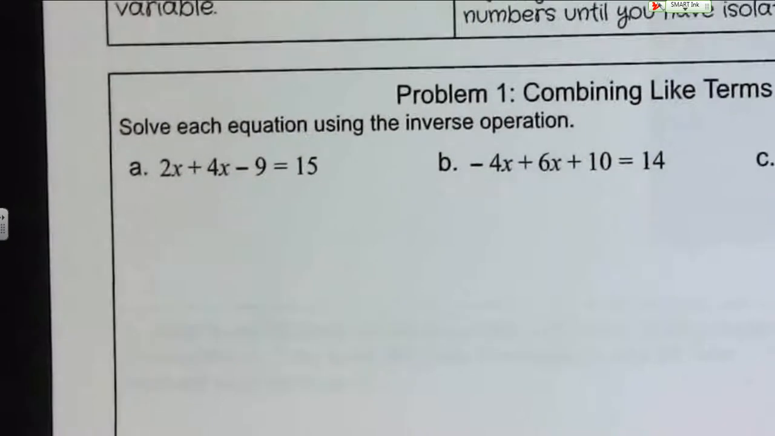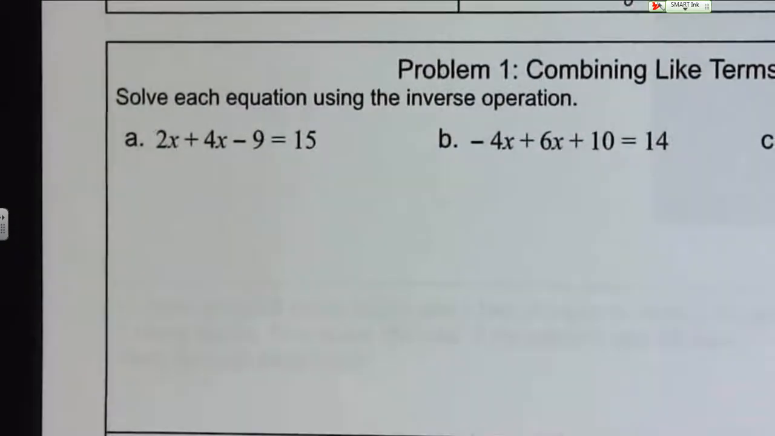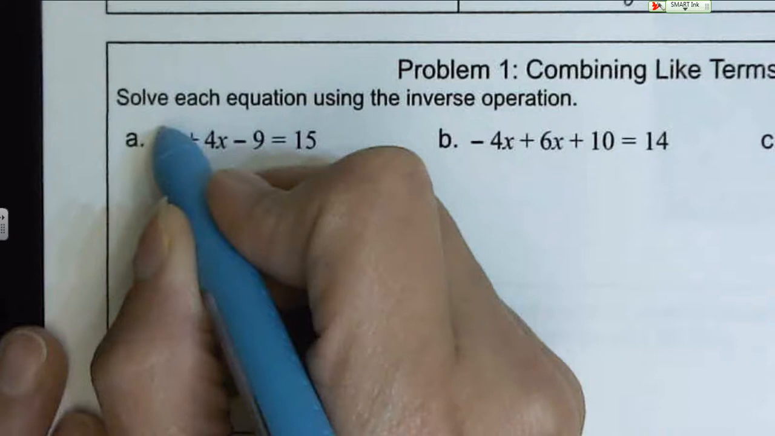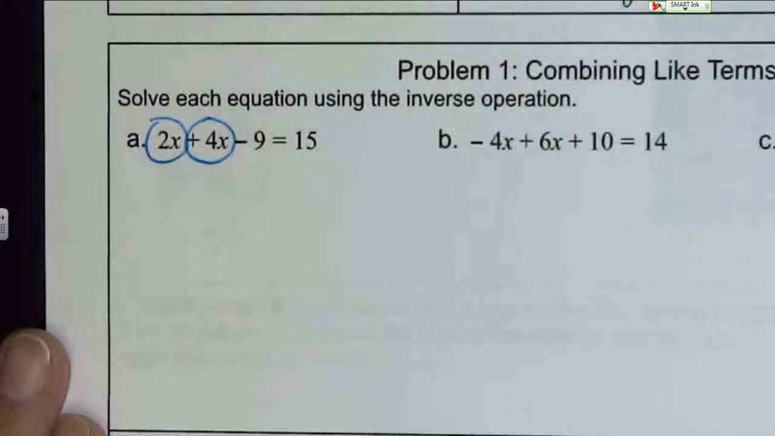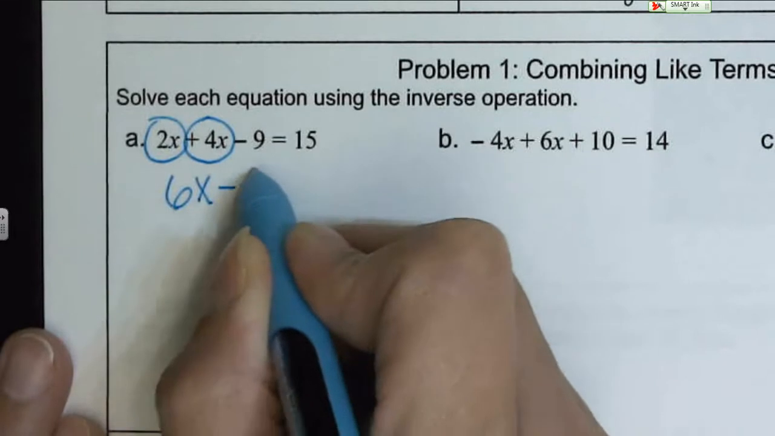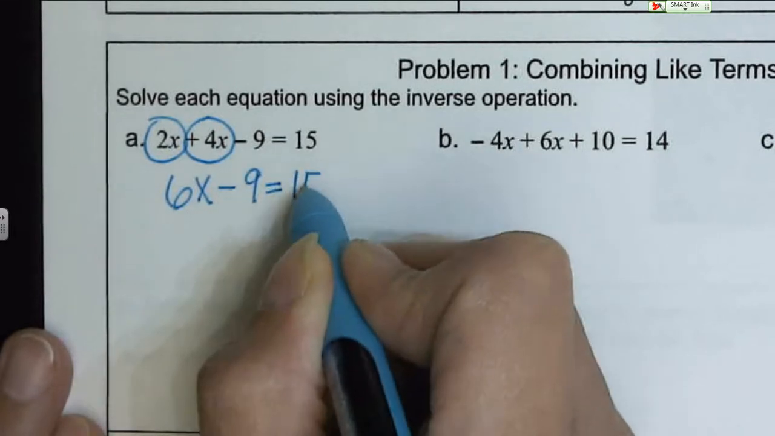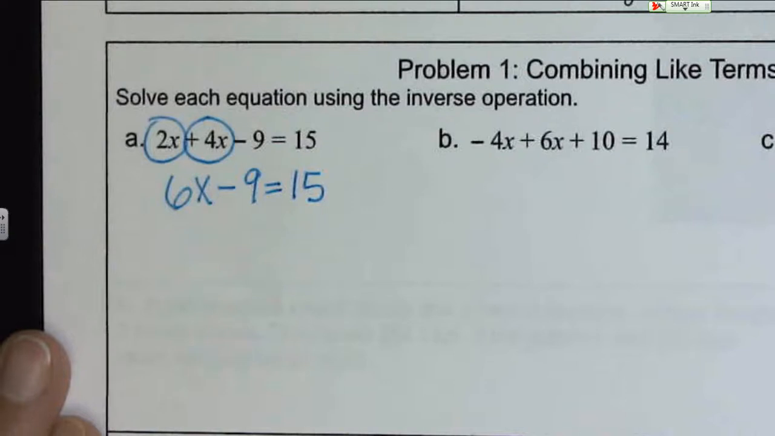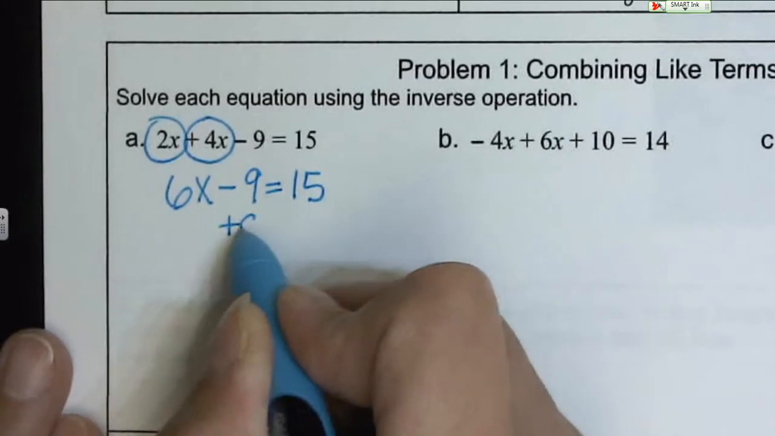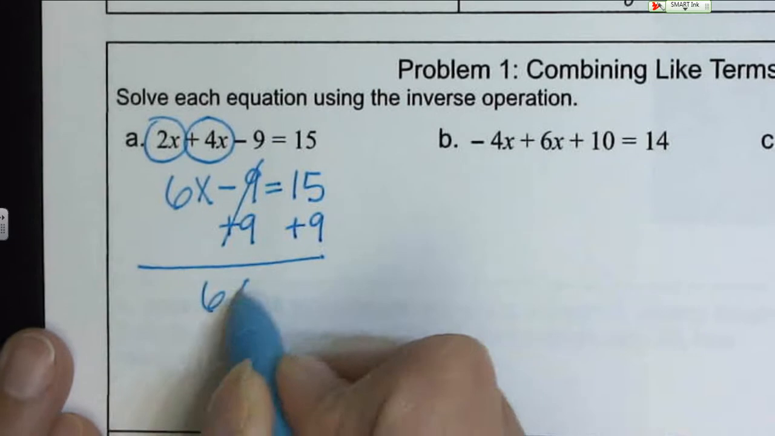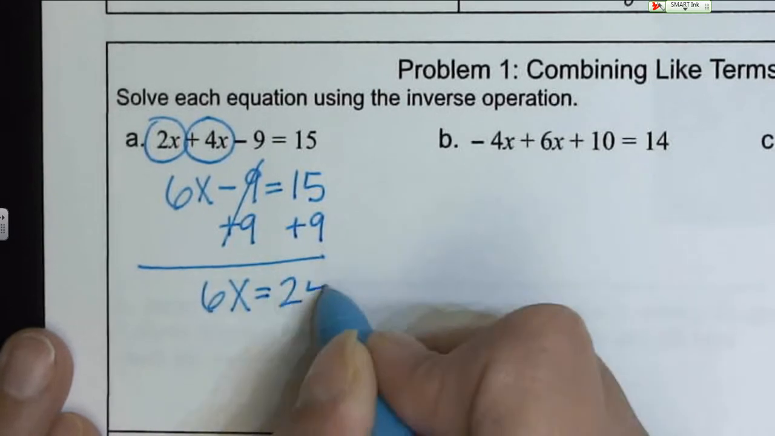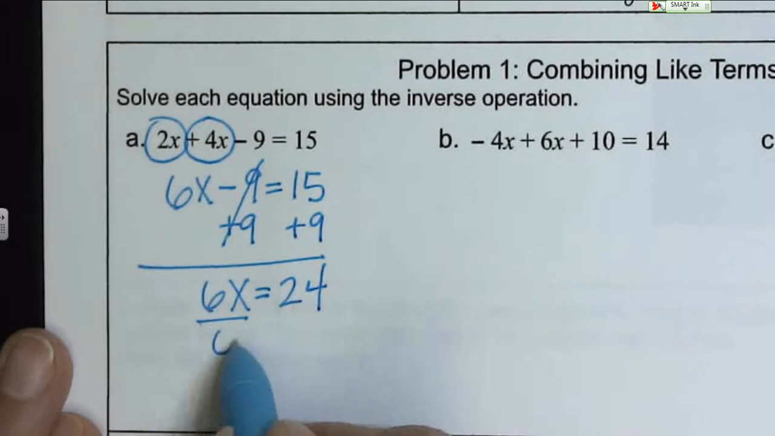The first time we need to do this is with problem number 1, combining like terms. We're going to start by combining our like terms. So we've got 2x and 4x. Those can be added together to 6x minus 9 is equal to 15. And now if we add 9 to both sides, 6x is going to be equal to 24. Divide both sides by 6, and x is equal to 4.